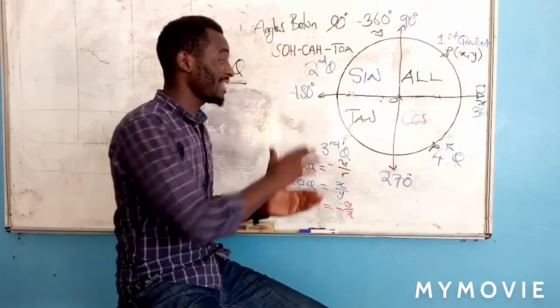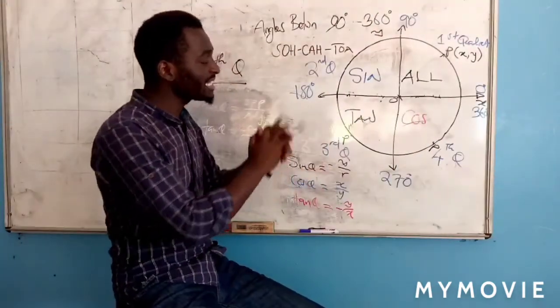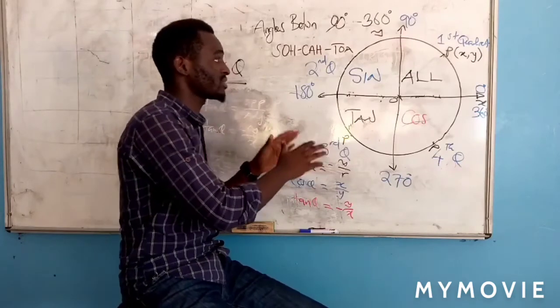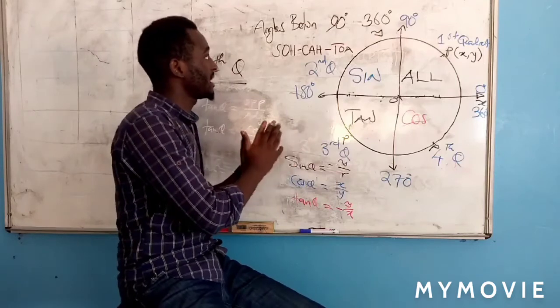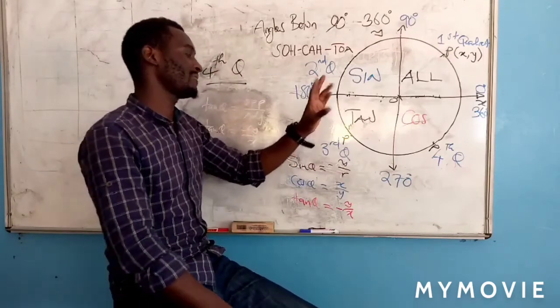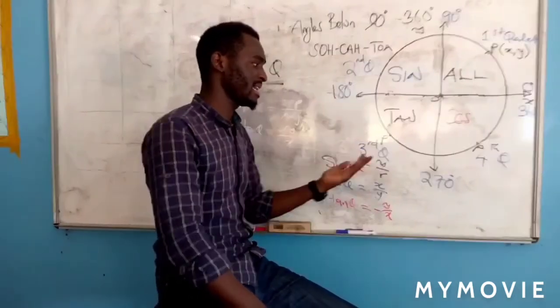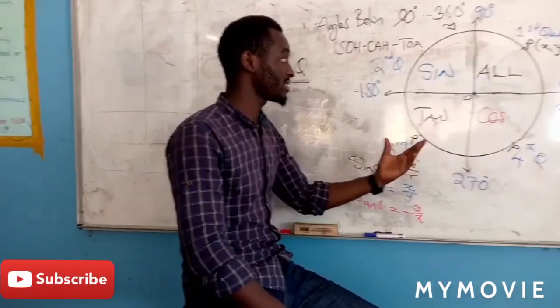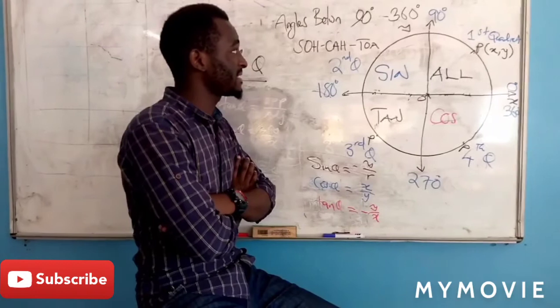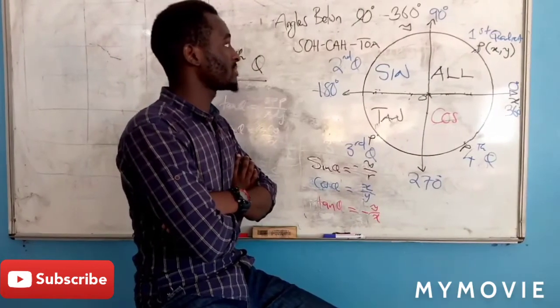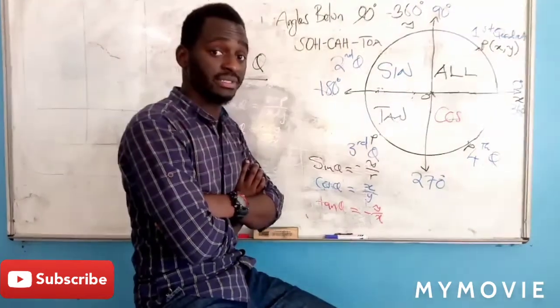Okay, so that is what it means, and that's what you have to understand about the quadrants. I hope you have understood the concept under the quadrants, the first, second, third, and fourth quadrant, with this diagram that I have used. This will help you understand angles between 90 degrees and 360 degrees.